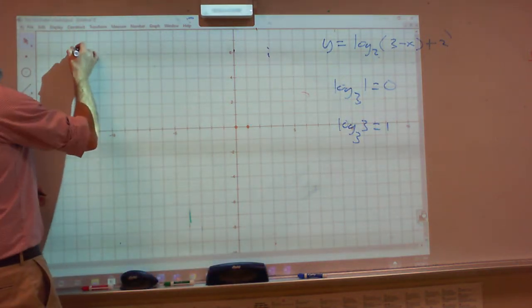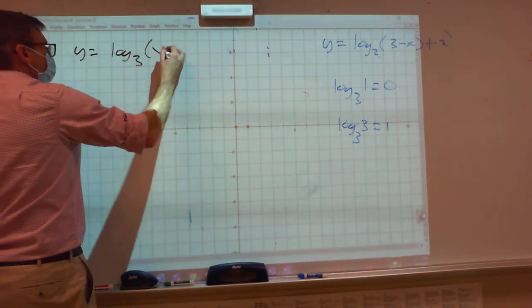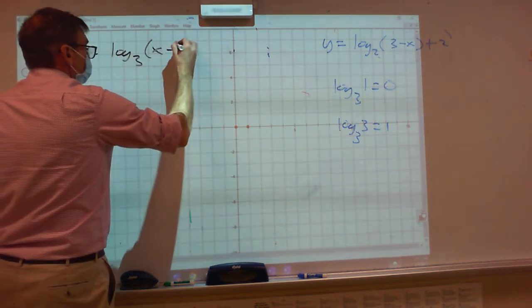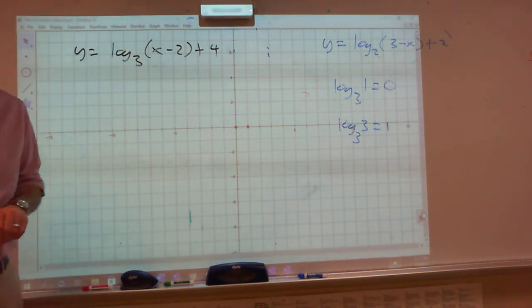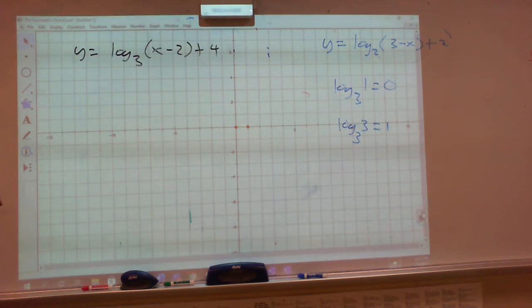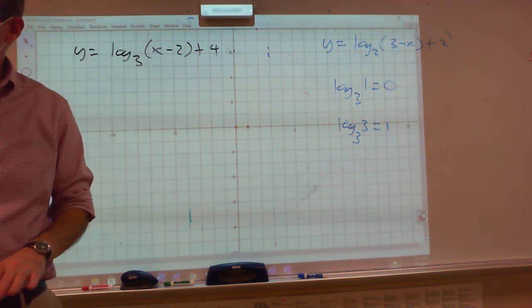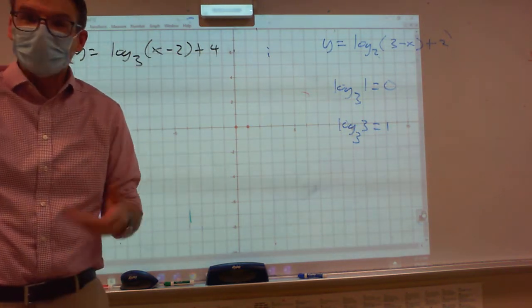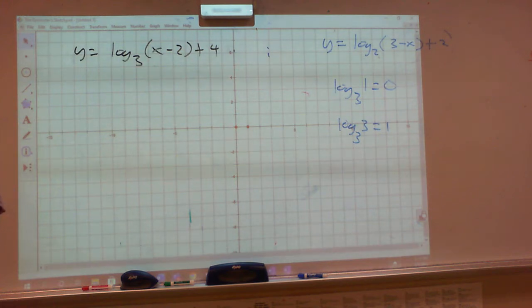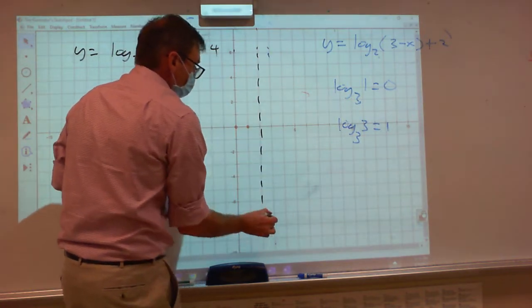All right, so let's say I give you y is equal to log base 3 of x minus 2, plus 4. Notice I changed it. I made it log base 3. All right? Now, we know how to get the basic shape of this. Where's the asymptote? Everybody okay? The asymptote's at 2? That's easy, isn't it?